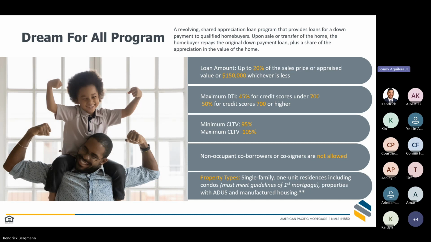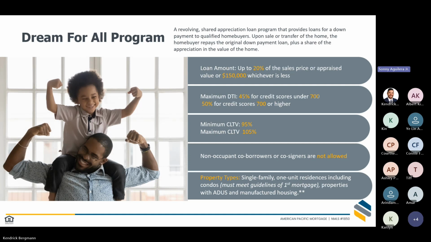Okay. Now, the minimum CLTV is 95% and the maximum is 105%. So Cal HFA has capped this. You can only bring in 5% of your own funds now. That is 5% of the down payment. Okay, that's it. That's all you can bring in. So again, $1 million home, you can bring in $50,000 of your own funds. You can use $150,000 of the Dream, and you have 20% down. Okay, and the maximum CLTV of 105%.